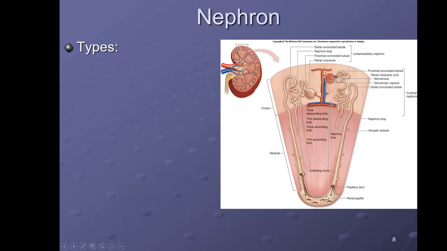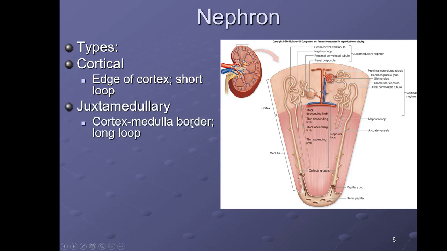All right, other things about the nephron, there's 2 different types, and this is why we had 2 different types of blood vessels earlier. So there's cortical nephrons, which generally have a very short loop of Henle. Then you have juxtamedullary nephrons, which have a long loop of Henle.